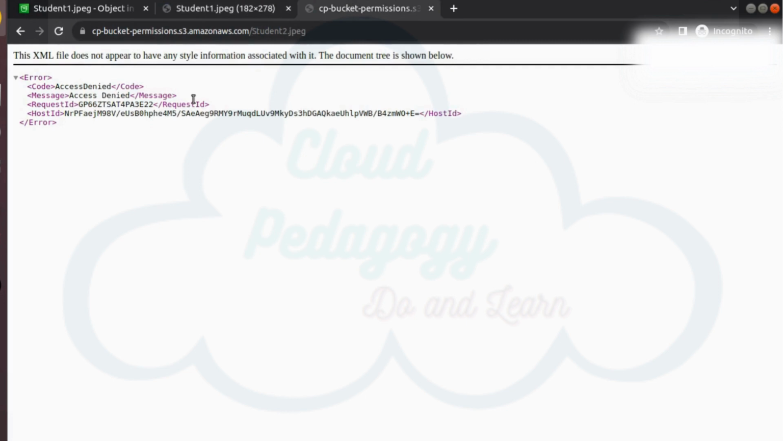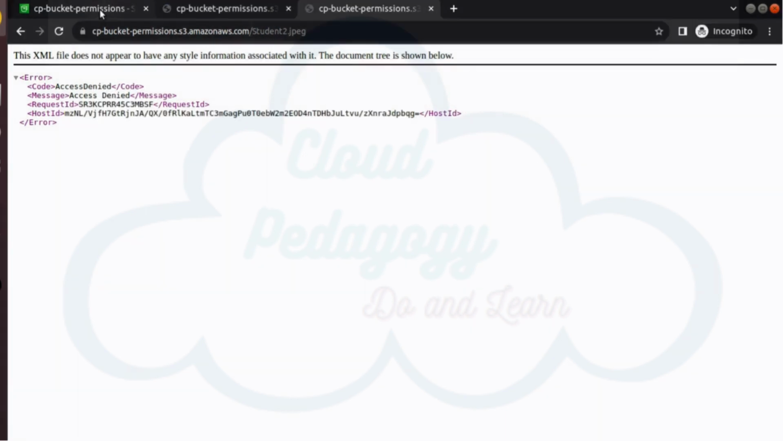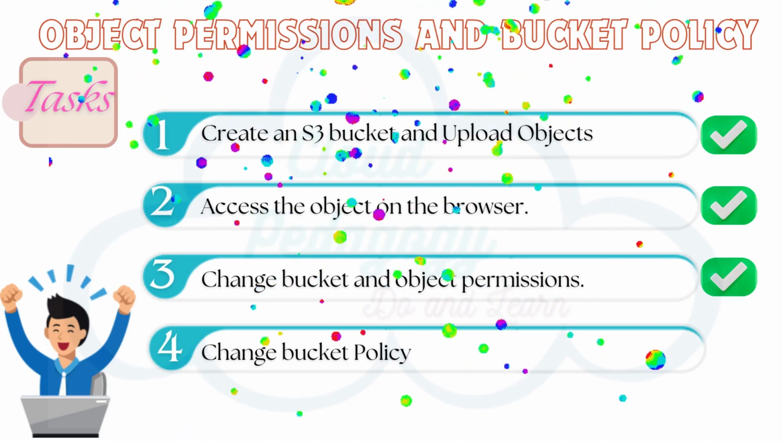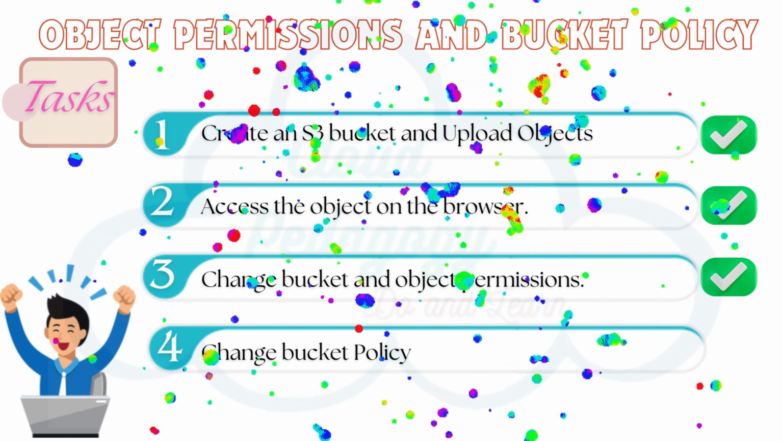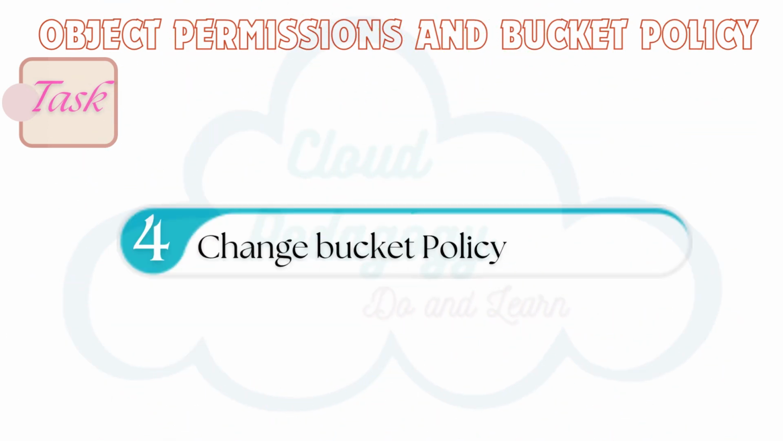Let's try the student2.jpg file. It is still access denied because we did not change the ACL for this object. Congratulations! Now you know how to make an object publicly available. The next thing is how to change the bucket policy.